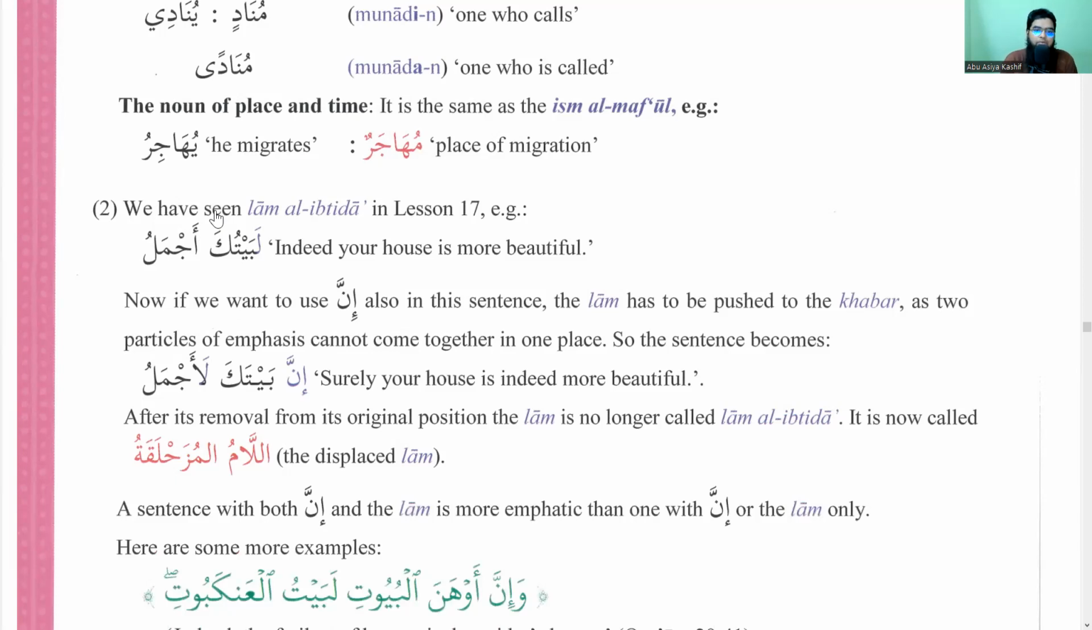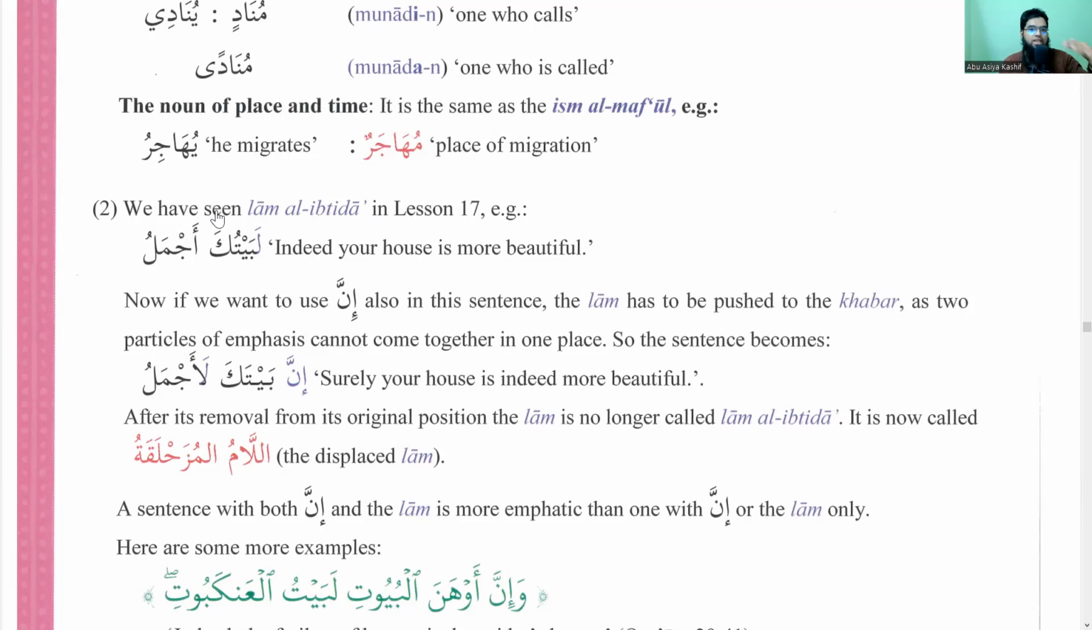We have seen lam of ibtida in lesson 17. Example, la baytuka ajmalu. So we learned about lam of ibtida. What is lam of ibtida? Like you don't want to use inna, you just want to give a slight emphasis, right? So you use lam of ibtida, like hamidun fil bayti. So you can use inna and say inna hamidan fil bayti, but you don't want to do that. You want to use lesser form of emphasis. La hamidun fil bayti. And this lam doesn't do anything. Right? That's why it's called ibtida. You just begin with it. It'll always come in the beginning.